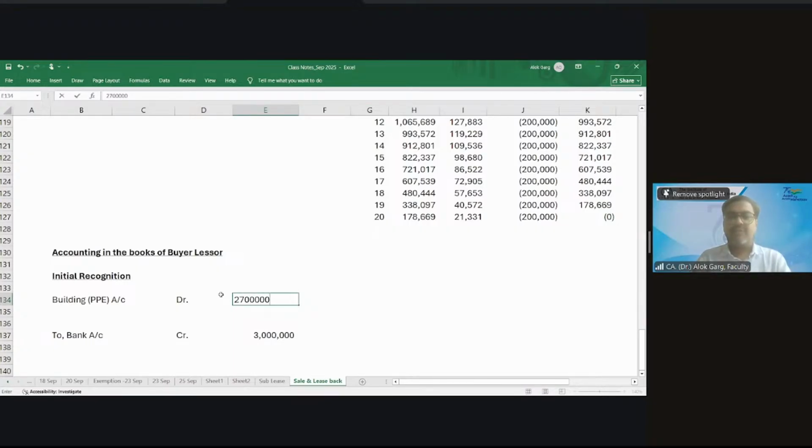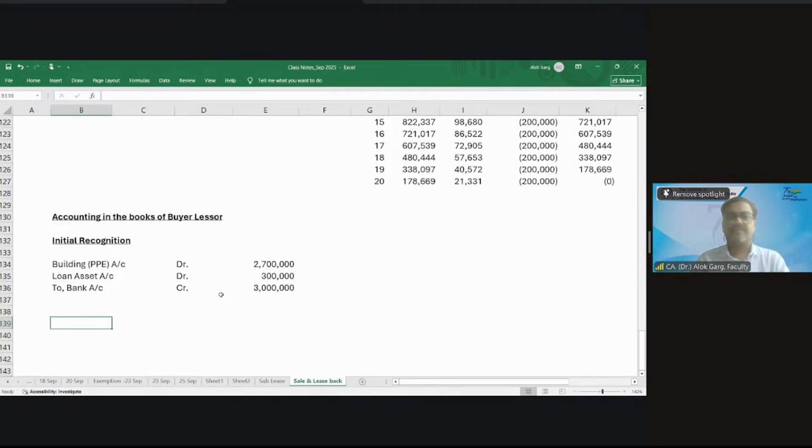27 lakh market value, because he has given a loan. Loan asset account debit. उधर आपने लोन लाइबिलिटी दिखाया था ना, तो इधर भी तो लोन एसेट दिखाओगे. So one is PP, another one is financial asset. That recognition will come into the PP standard. The fair value is available now, then we can use the fair value basis.